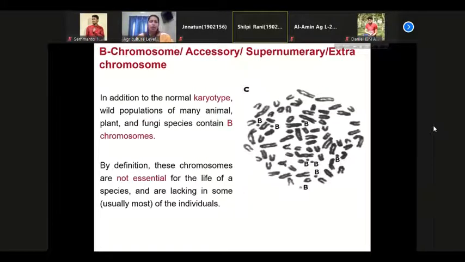Today we will also talk about the B chromosome. These are the extra chromosomes.